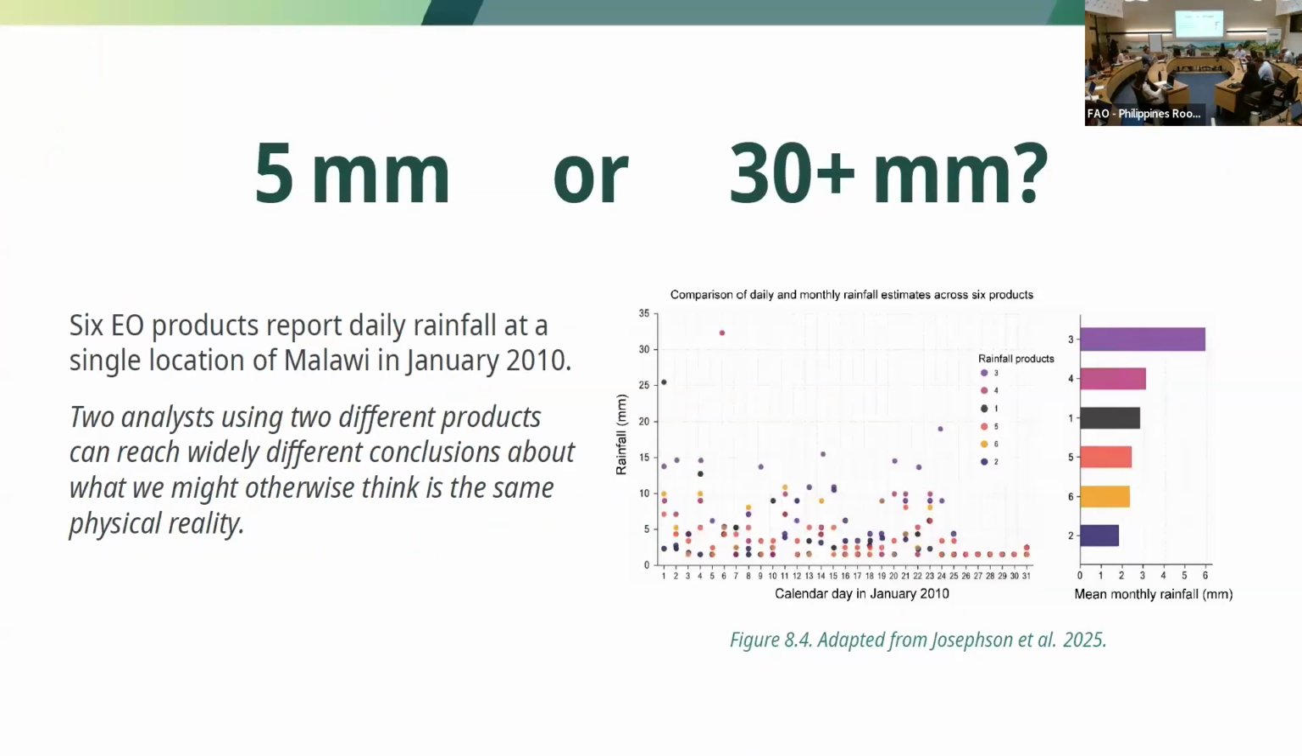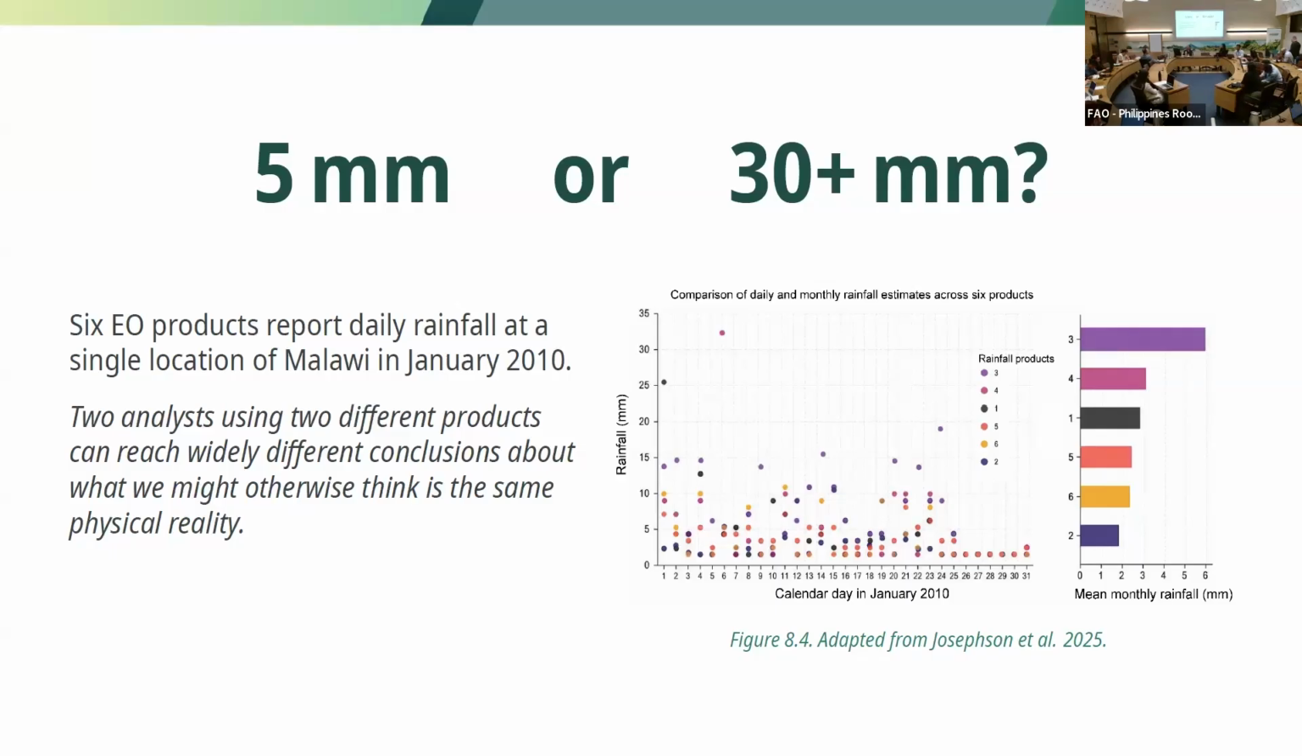I wanted to start out by locating us in a particular place in the world on a particular day in January of 2010. And we're looking at 6 different Earth observation products that are reporting daily rainfall. And so the question is, are you looking at 5 millimeters or are you looking at 30 millimeters of rain? And it turns out that's going to depend on the product that you choose.